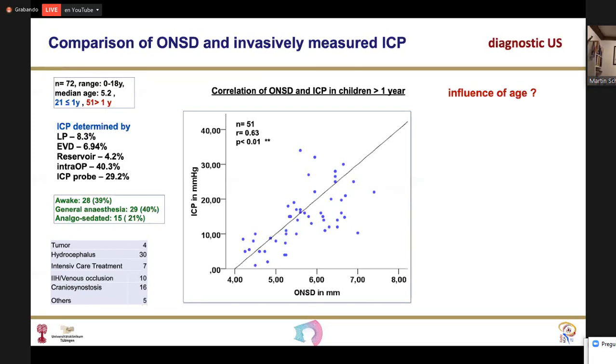If you look at the age, and if you look at children below 1 year, it does not work that well anymore. The correlation is lost, and if it's an open fontanelle, there is no correlation. If it's a closed fontanelle, a little bit better. But basically, under the age of 1 year, there is no good correlation, and you cannot use ONSD to assess ICP. Beyond that, it's a very, very good tool.